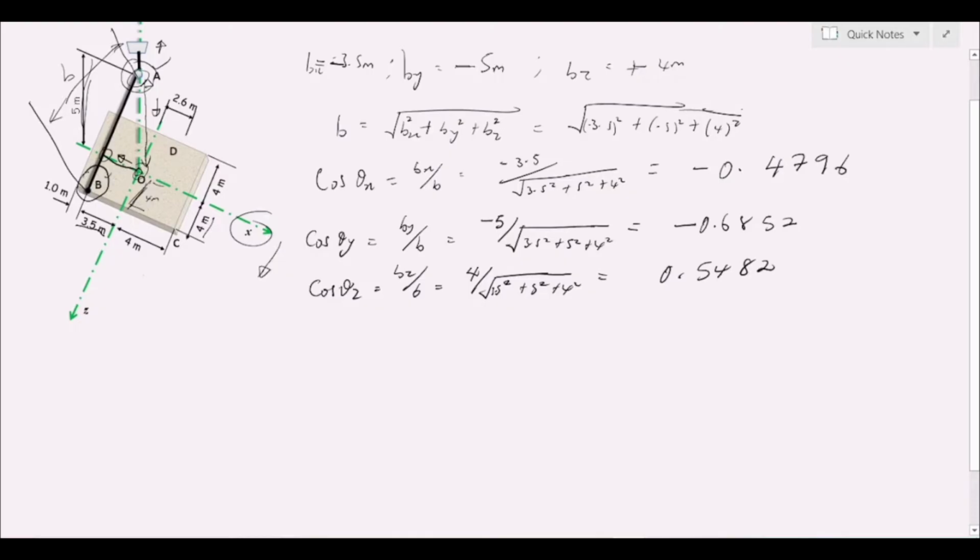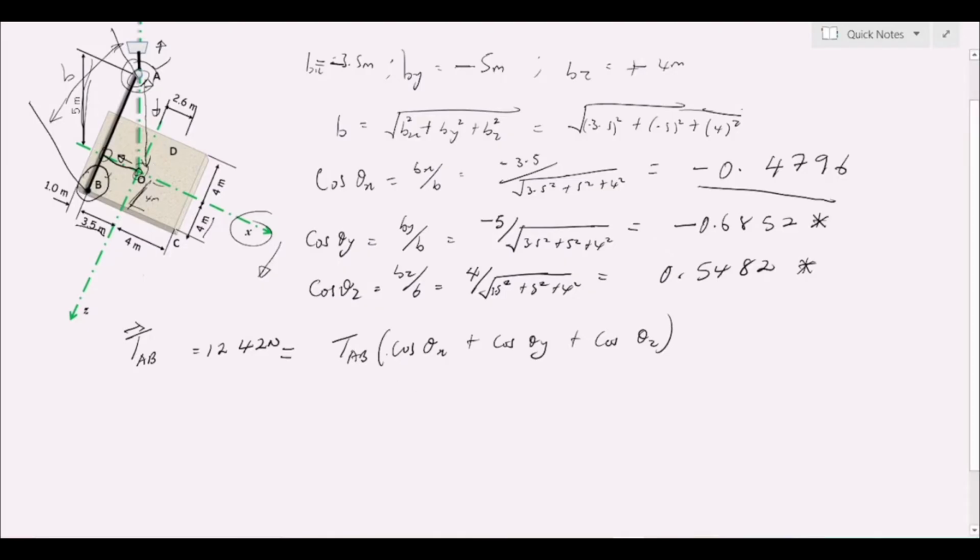Let's not forget that the goal is to take the force to its component form. And we heard from our question that the tension in the string AB is equal to 1242 newtons. And if you want to take it to component form, it's just to multiply TAB times cos theta x plus cos theta y plus cos theta z. And from what we've estimated, we had that cos theta x is minus 0.4796, cos theta y is minus 0.6852, and cos theta z is 0.5482.